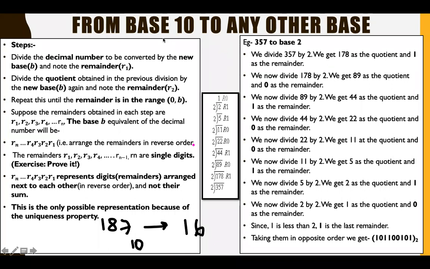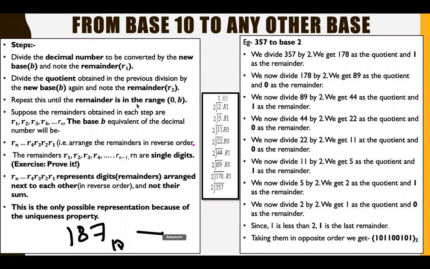So first, you have to divide this by the base number. Divide 187 by 16. Sabyasachi, don't take base 16. Take a base smaller than 10. Okay, base 9. 187 in base 10 to base 9.